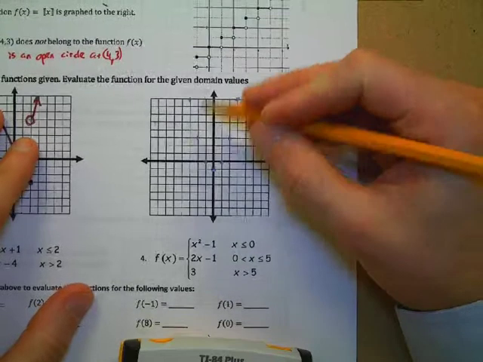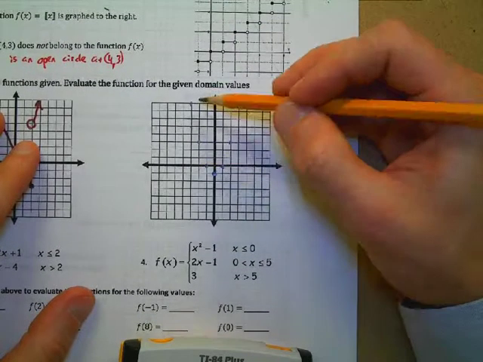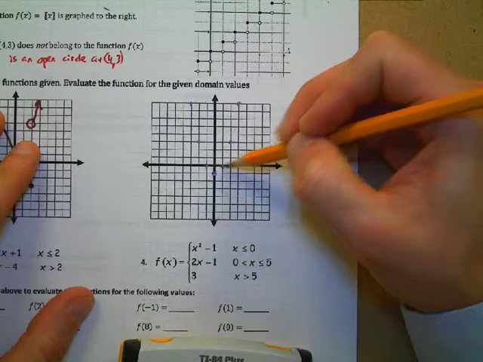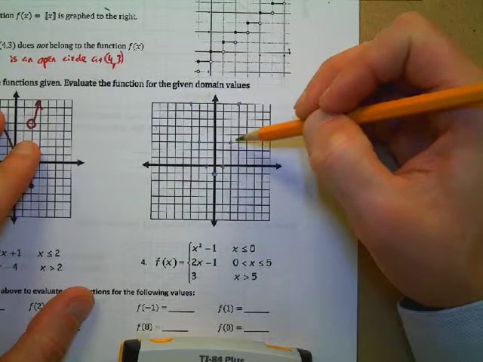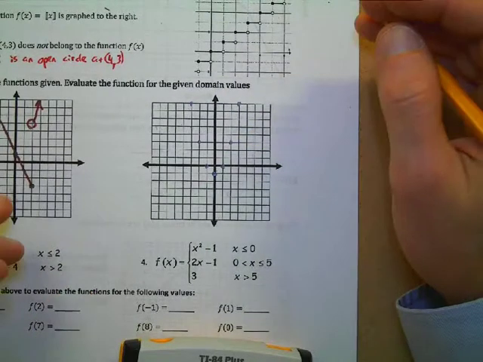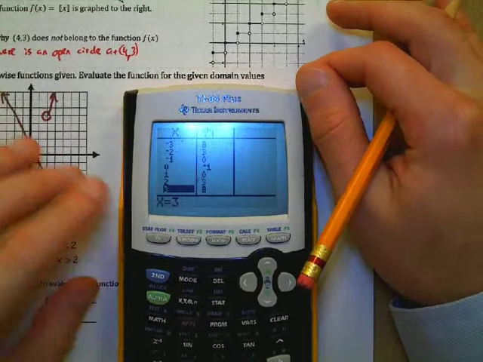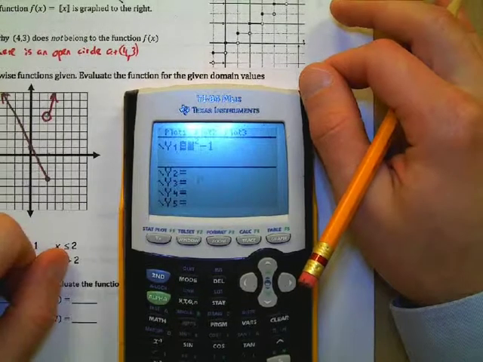Okay. Again, it's negative 3, 8, negative 2, 3, negative 1, 0, 0, negative 1, 1, 0, 2, 3, 3, 8. You go with your calculator, yep, or the equation that you put in to get the points. I just typed in x squared minus 1, what I saw.